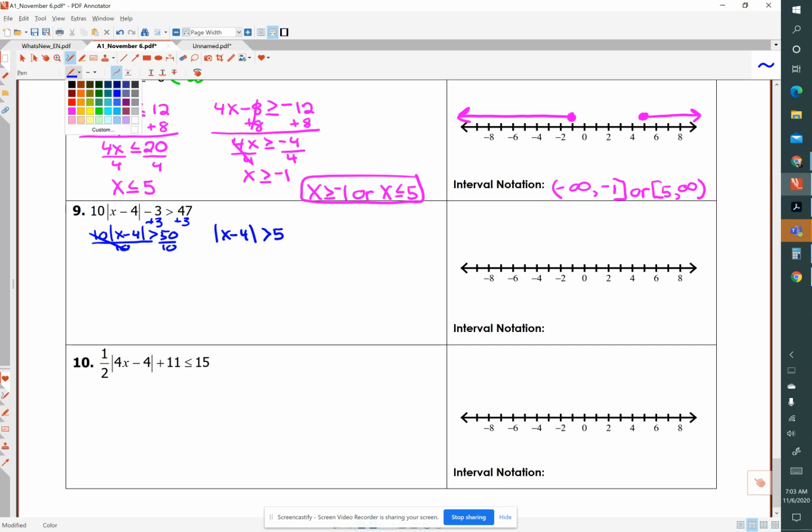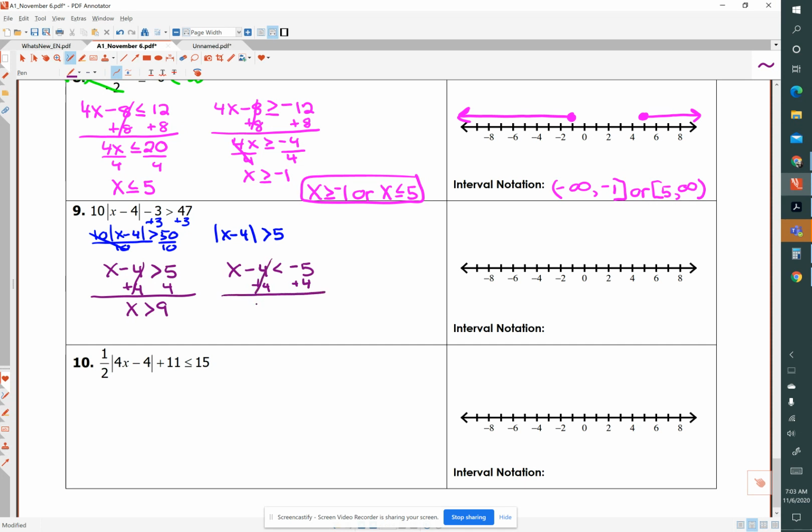Let's make 2 cases. I think I'll change the color. So x minus 4 is greater than 5, then keep it, switch, switch. X minus 4, we keep that whole thing, is less than negative 5, and we'll solve those. Adding 4 to both sides of the left side inequality, x is greater than 9. Adding 4 to both sides of the right side inequality, x is less than negative 1.